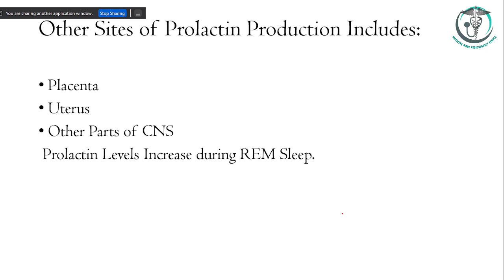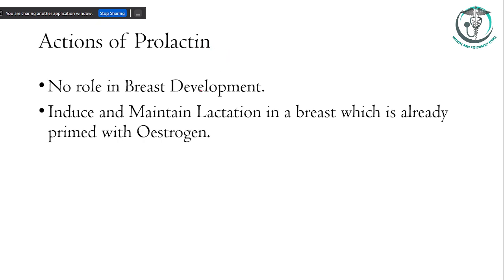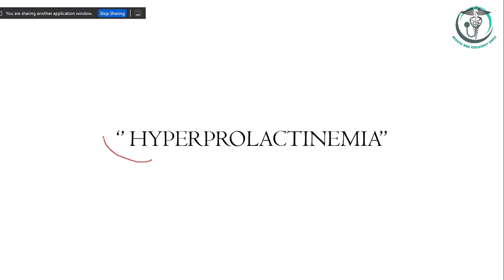Now I want you to take note that prolactin release is higher when you are sleeping. Prolactin release is very high when you are sleeping. Okay, take note of that. There are a lot of MCQs on that. The hormones that stimulate the release of prolactin include estrogen, TRH, VIP, and oxytocin. Okay. Actions of prolactin, like I said, there is no role in the breast development. It's only used for lactation, production of milk. Okay. This is what I wanted.